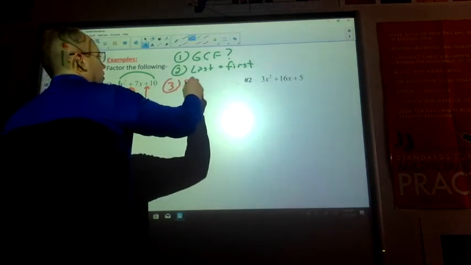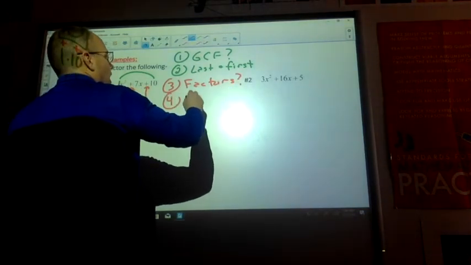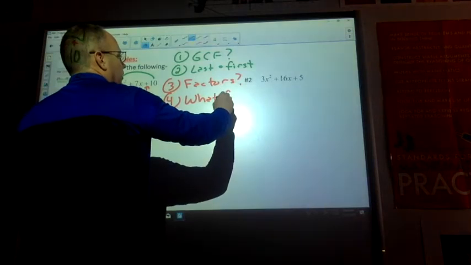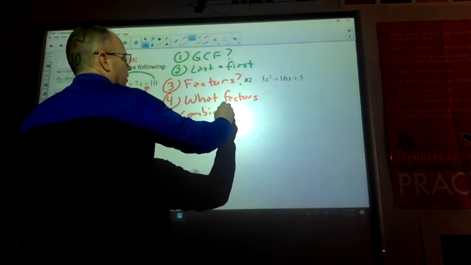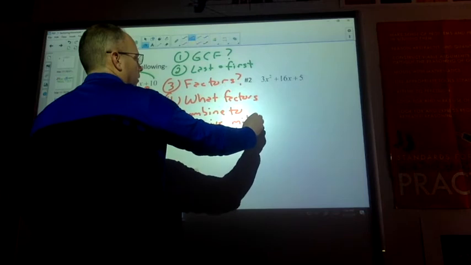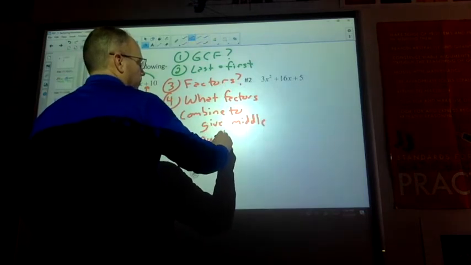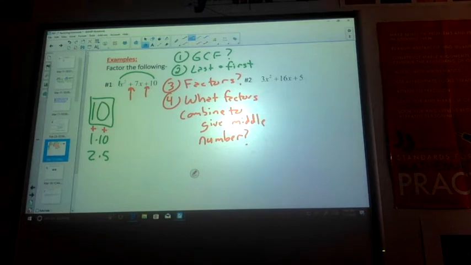So, factors. And then, what factors combine to give the middle number? What is my middle number up there on the original problem right now? 7. Just the number. 7. Okay? Of my factors, when I combine them together, which 2 will combine together, both being positive, that will make it 7?